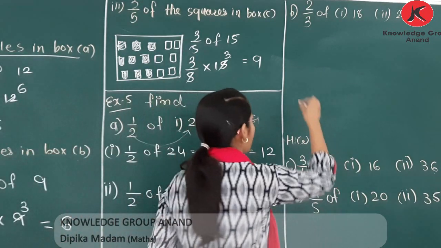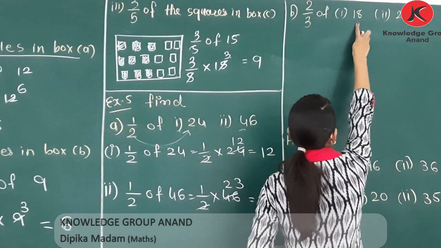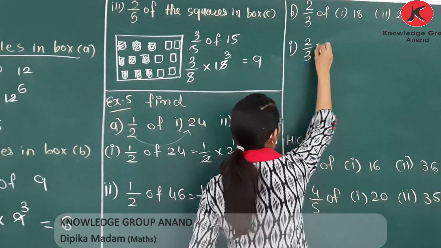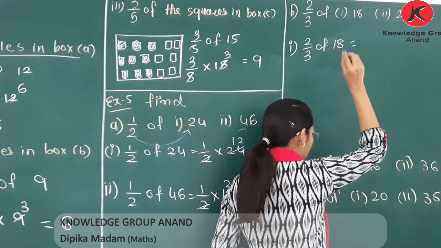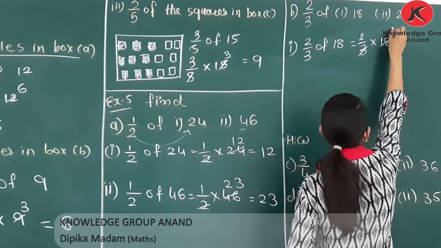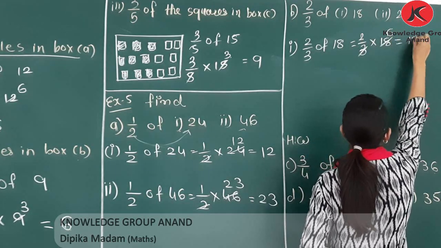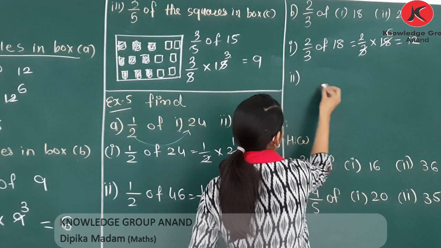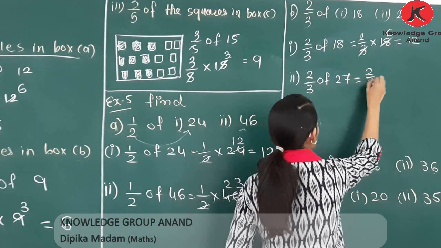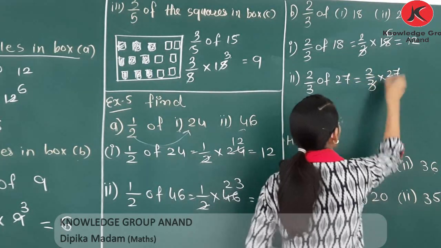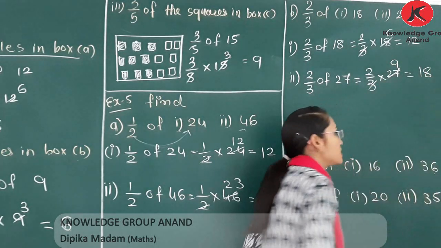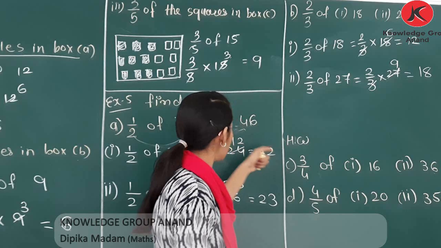Now B part is 2 by 3 of first 18 and 2 by 3 of 27. So we will find the first one. 2 by 3 of 18 is equal to 2 by 3 multiply 18. You can cut the common factor. So 6 2s are 12. Second, 2 by 3 of 27. It means 2 by 3 multiply 27. 9 3s are 27 and 9 2s are 18. So the answer is 18.